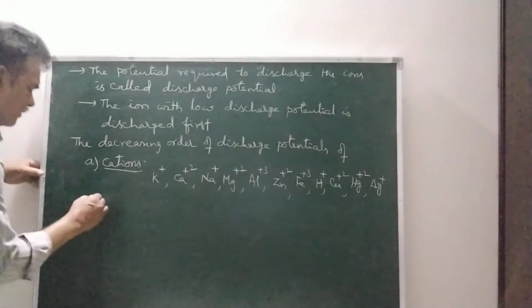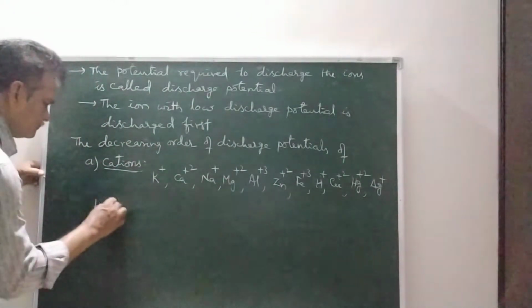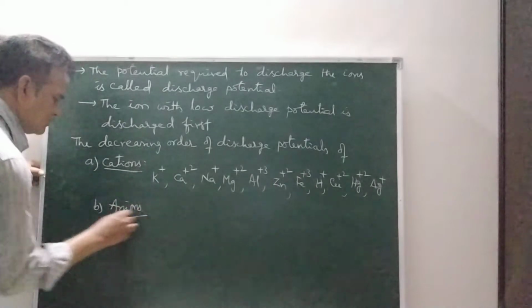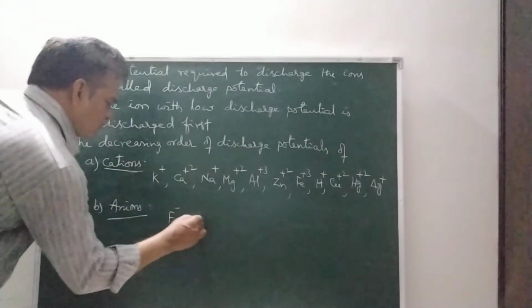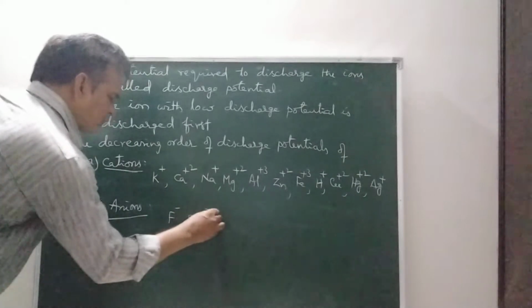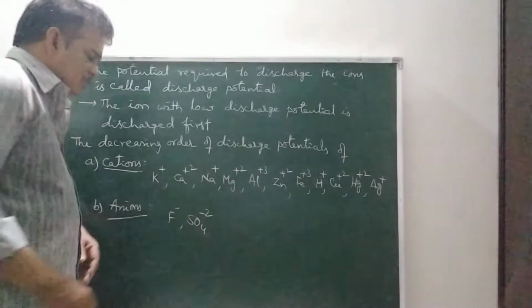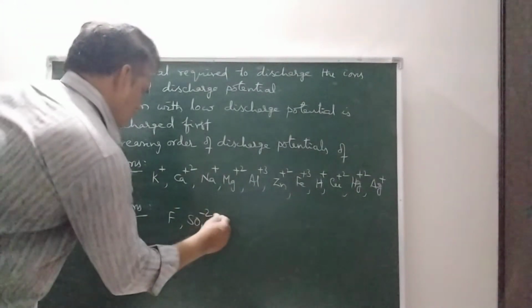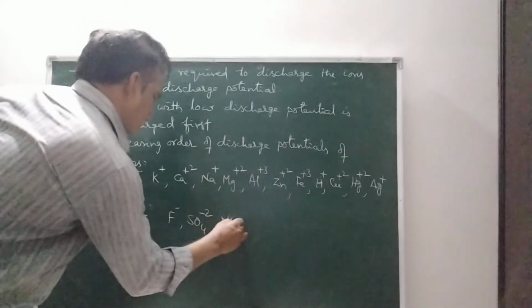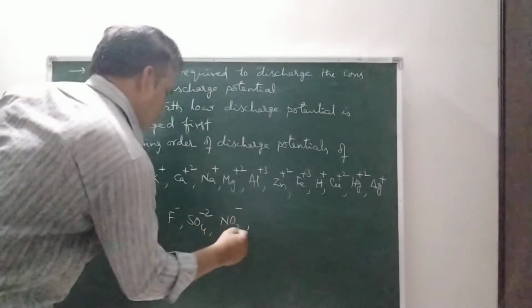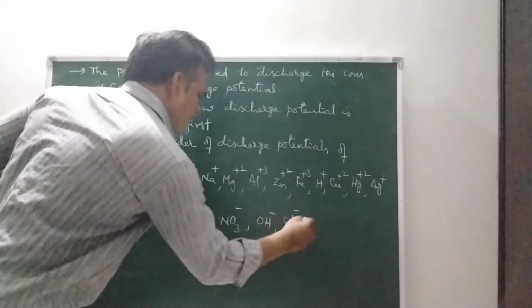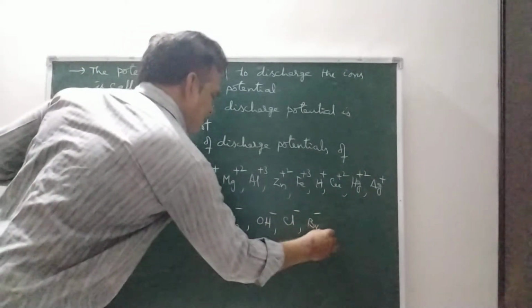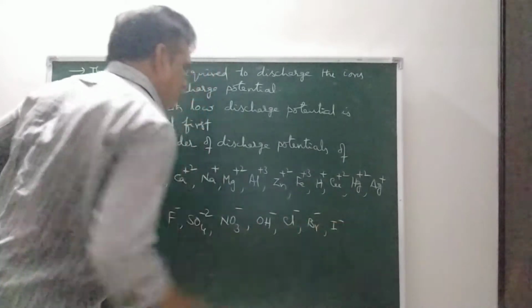Next up, anions. Okay, so F-, SO4 2-, next one NO3-, OH-, Cl-, Br-, I-.